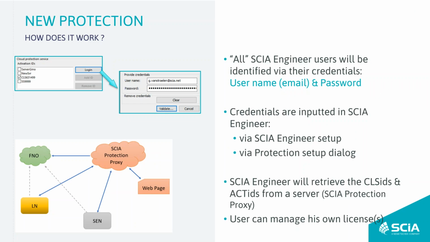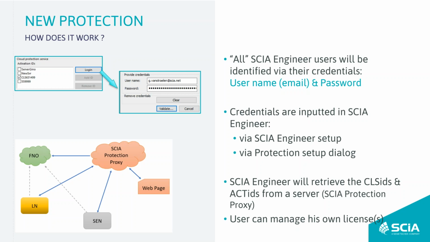How does it work? It's simple. All SCIA Engineer users will be identified via their credentials. That means a username, which is an email, and a password. How the credentials will be inputted into the system is also very simple. That will be done during the installation of SCIA Engineer, or later on during the protection setup dialog, where you can select that you would like to use the cloud protection and which activation ID you would like to use for the login.